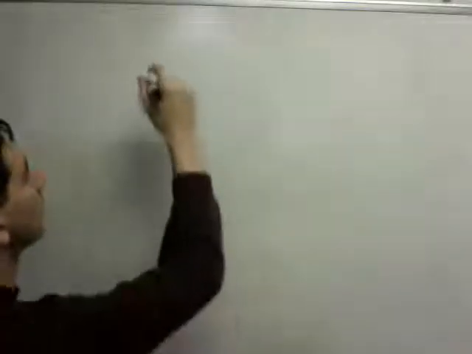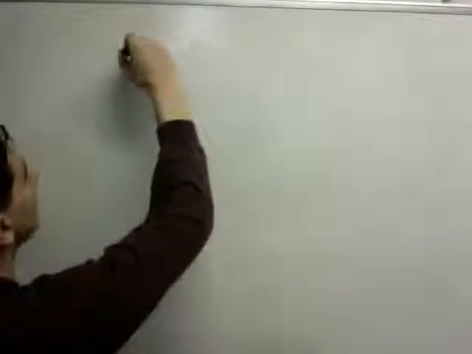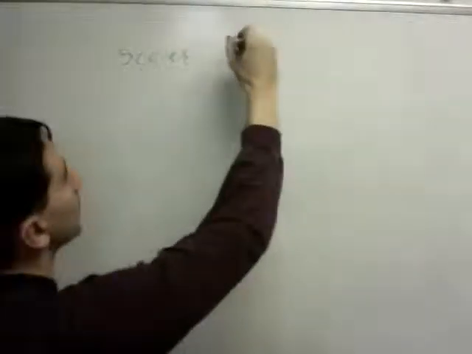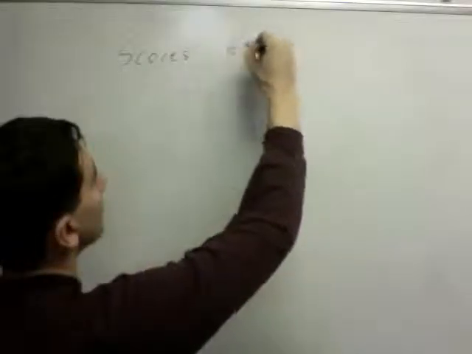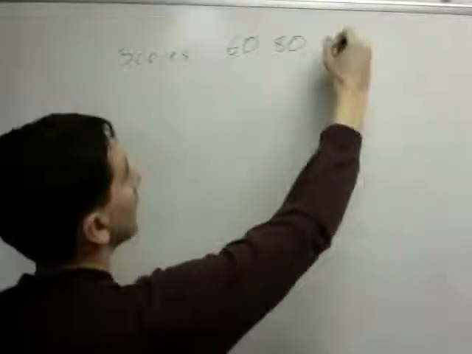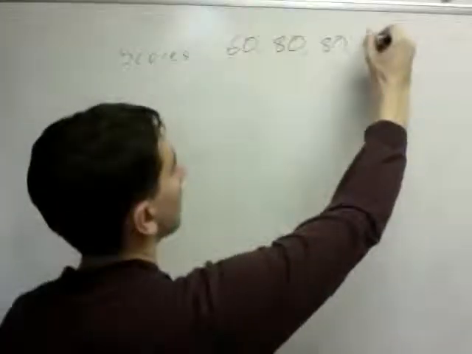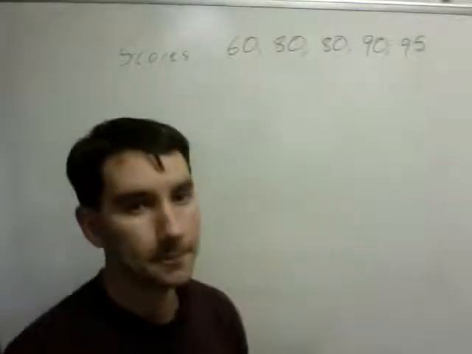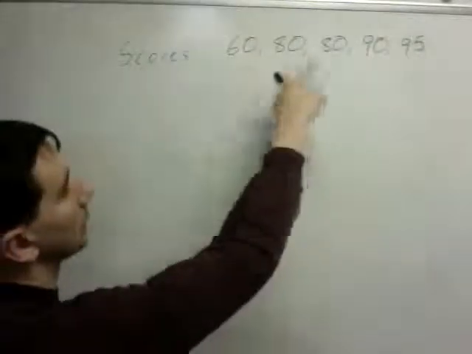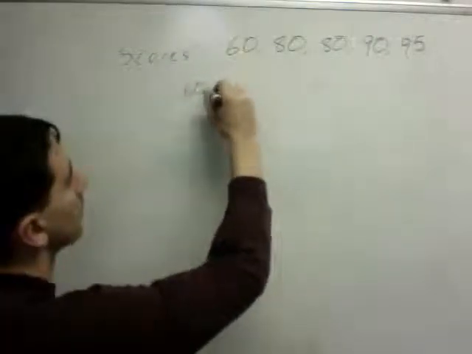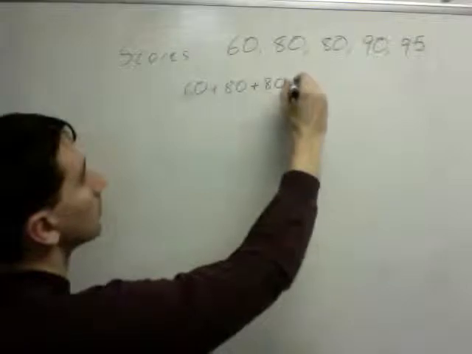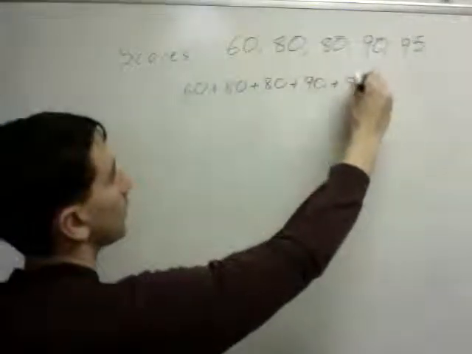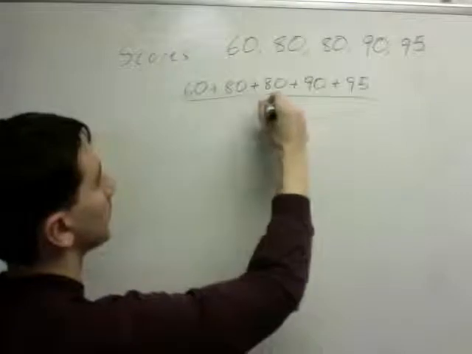A place you guys are probably used to having to take averages is when you're computing your own grades. Suppose you get the following scores in a class. So here's your class scores. Maybe you get a 60, an 80, an 80, a 90, and a 95. And now you want to figure out what is your average in the class. So how do you do this? Well, you just add up all the scores: 60 plus 80 plus 80 plus 90 plus 95, and then you just divide by the number of scores that there are, so you divide by 5.